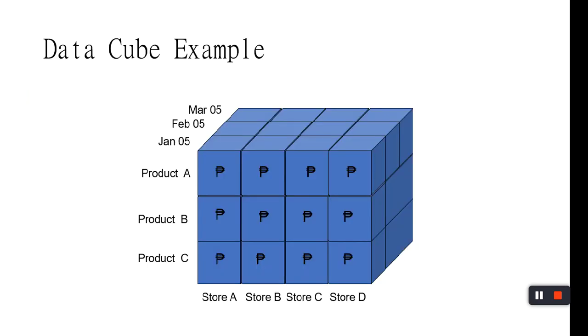So this is another data cube example. This one is a three-dimensional data cube, right? Each side of the cube represents a dimension, correct? So we have three dimensions here. The first dimension refers to your months, okay? Another dimension refers to your product. And another dimension refers to your stores or your branches or your outlets.